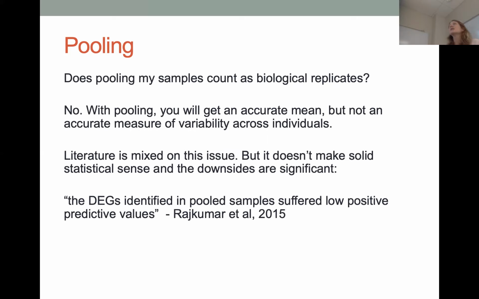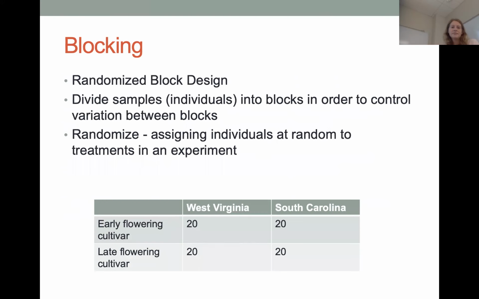And that's true, you are getting an accurate mean of the number of transcripts across your samples, but what you're not measuring is biological variability, which is really what is probably causing more noise in your experiment than anything else. So some people are still publishing with pooled samples, but it doesn't really make any solid statistical sense to do it this way. And yeah, you have low positive predictive values, and I don't recommend it. And yes, it sucks to pay the extra money to do all these extra library preps, but it's really the only way to go if you want solid data.